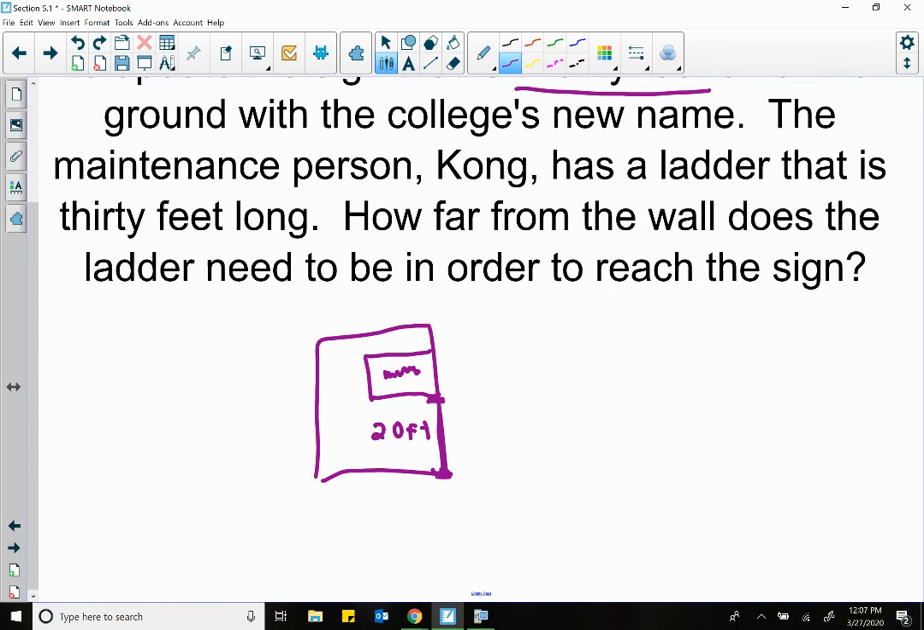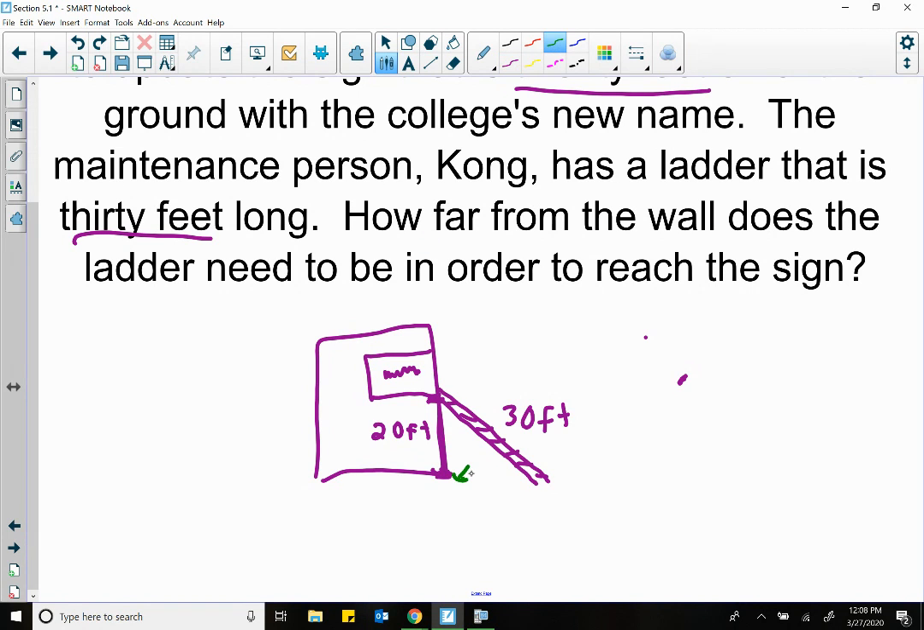And then we call the maintenance person Kong. Again, I don't name these people. So he has a ladder that is 30 feet. All right, cool. Thanks, Kong. Although I'm sure you probably don't need a ladder. So drawing in my pretty little ladder. So we know that this is 30 feet. We want to know how far from the wall it is.